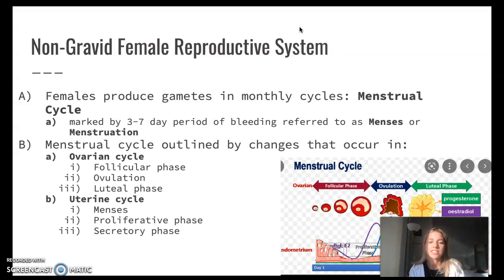Females produce gametes in monthly cycles, known as the menstrual cycle, and it's marked by a 3 to 7 day period of bleeding referred to as menses or menstruation. The menstrual cycle can be outlined by changes that occur in both the ovarian cycle and the uterine cycle. Both mirror each other and are broken down into 3 separate phases. The ovarian cycle consists of the follicular phase, ovulation, and the luteal phase, and the uterine cycle consists of the menses, the proliferative phase, and the secretory phase.